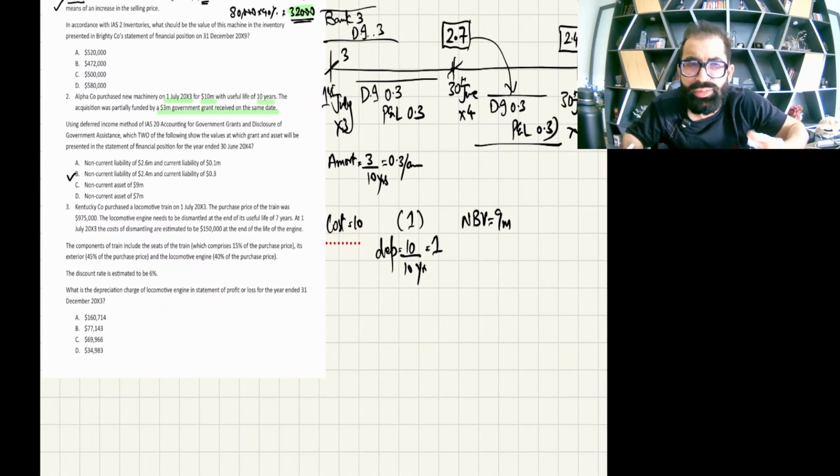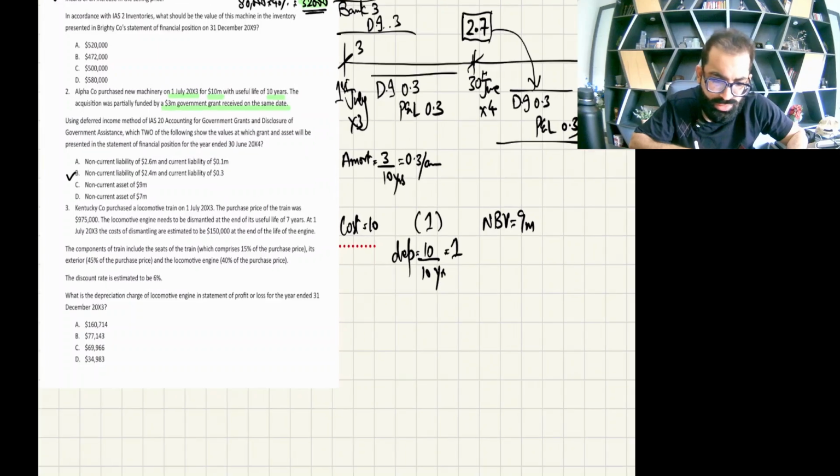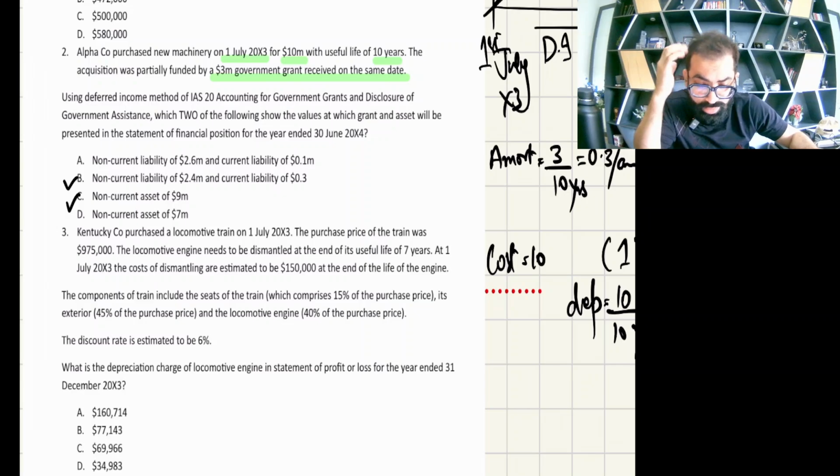I am talking about the asset, the non-current asset NBV at 30th June x4. Non-current asset NBV at 30th June x4 is 9 million. Very simple, 10 minus 1. 1 is the depreciation. So this is the B and C. B and C is the correct answer at 30th June x4.